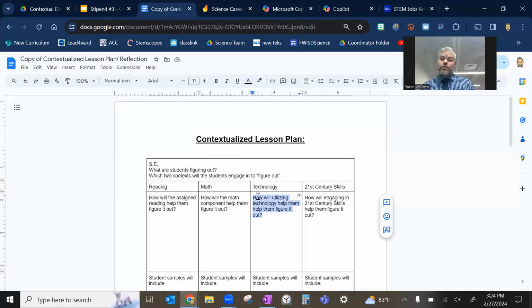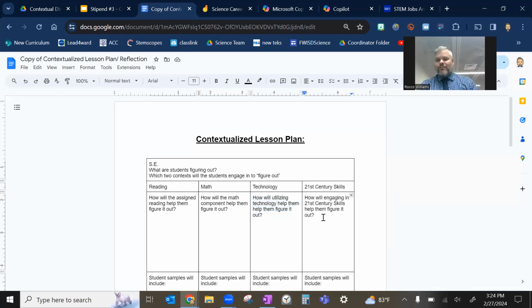But remember, the big point of the contextual dimension is we are engaging in that context to figure out our science. So we're not just giving them extra math worksheets and we're not just giving them extra things to read. We are giving them intentionality with why they are doing these things. That's really the big idea behind these contextual dimensions, right?